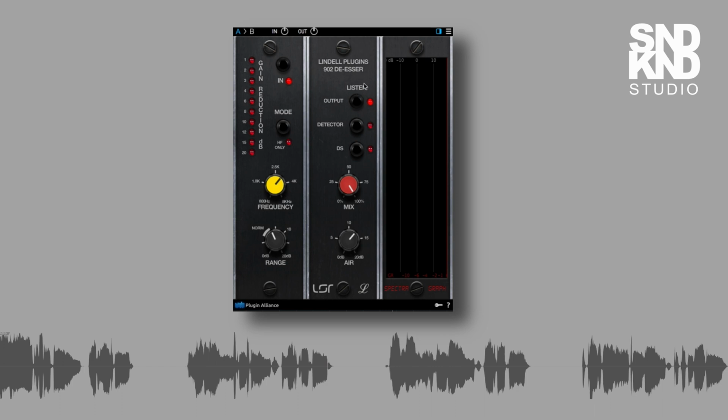On the right hand side we have the listen, the detect and the de-ess. The listen is normally where we want to have it in the output mode. The detector is a cross between the sidechain, the wet and the dry signal, and the de-ess is the bits that are truly being affected by engaging the de-esser. The mix is a rotary encoder that just says wet dry mix, and the air rotary encoder is simply there to add a bit of sheen where we may have lost some doing our de-essing. And then on this far right hand side here we have a graph. Anything that's in the red where you can see the peaks, that's the bit that we're trying to target.